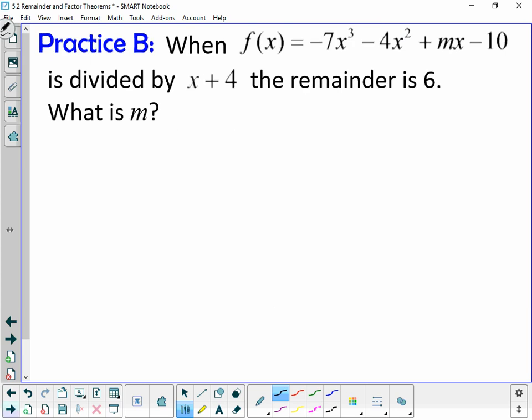When f of x is -7x to the 3rd minus 4x squared plus mx minus 10 is divided by x plus 4, the remainder is 6. What is the value of m? So this is just a practice problem for you to try. If you want to pause the video and try it, that would be good.